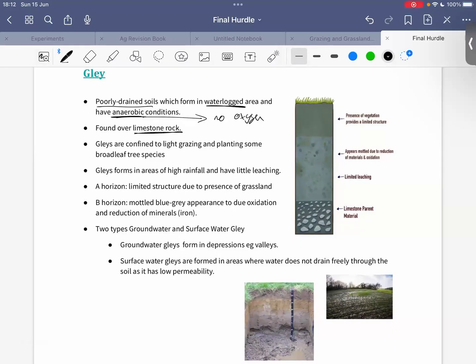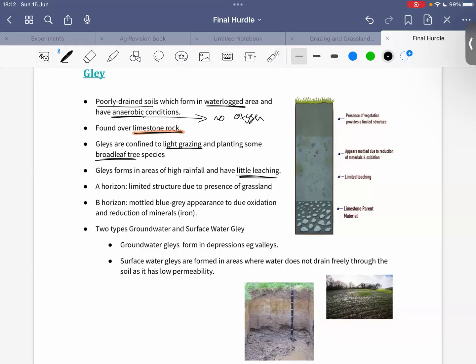Found over a limestone rock, so you could say that's in common with our brown earth soils. But what is its main land use? It's confined to light grazing and forestry as well, our broadleaf trees, our deciduous trees. Gley is going to be formed in areas of high rainfall and have little leaching. Anywhere where there's no bleached A horizon, there's going to be no leaching. Our A horizon has limited structure due to the presence of grassland.